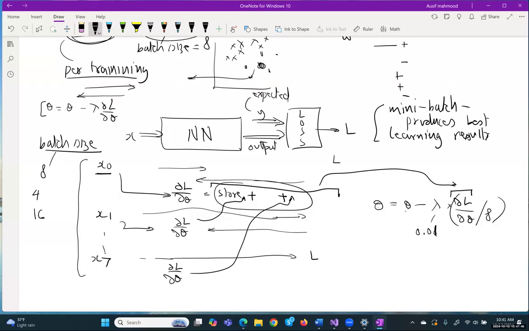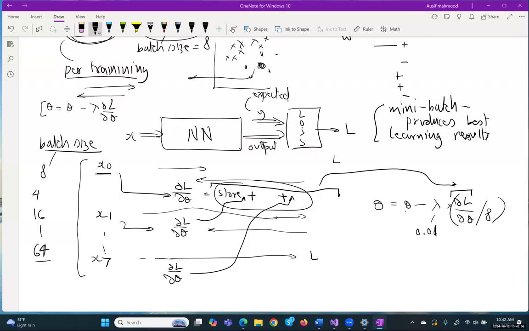Usually we have it as powers of 2, as we talked about, because in the implementations, the computers are designed based on binary arithmetic. So a power of 2 usually works better, but you can use a batch size of 10 or 12. It doesn't have to be an exact power of 2, right? So which batch size works better?